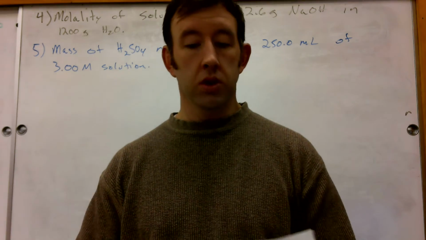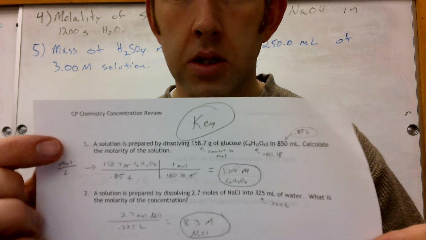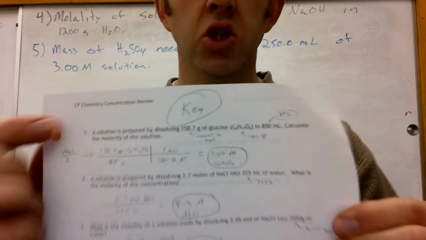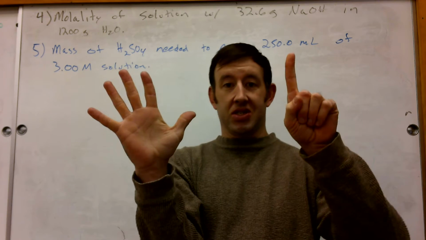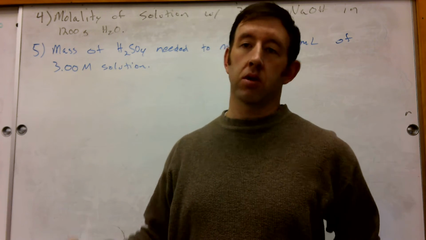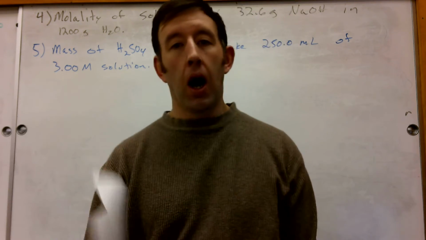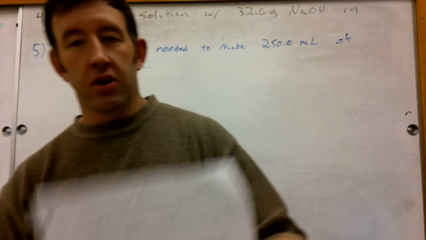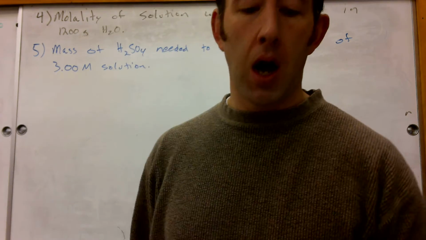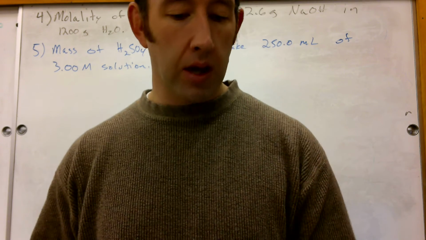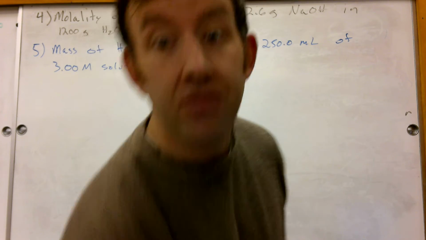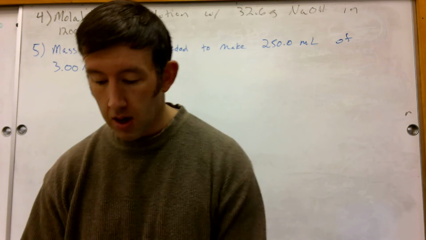What we're going to be doing today for our tutorial is the CP Chemistry Concentration Review Sheet. I'll be focusing on number 4, 5, and 6 from that particular review, okay? And what you need to have in front of you, of course, is this sheet, also your periodic table, and your calculator, to make sure you've got everything set up, ready to go, okay?